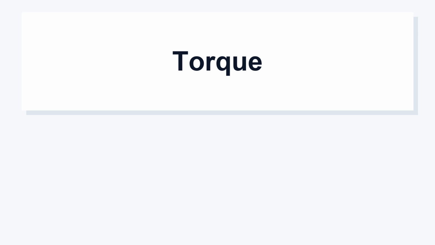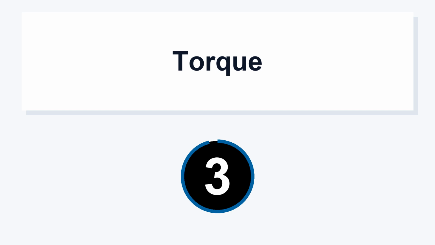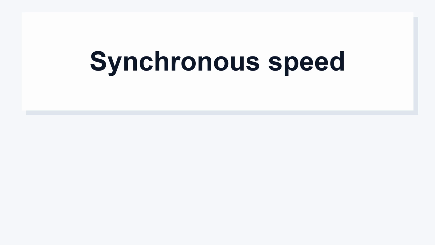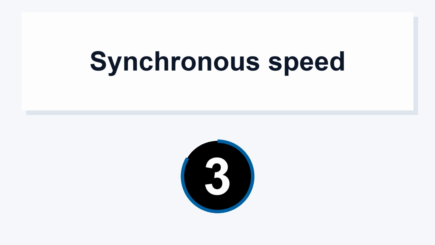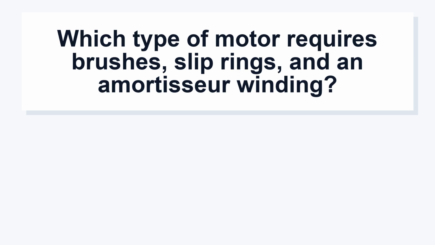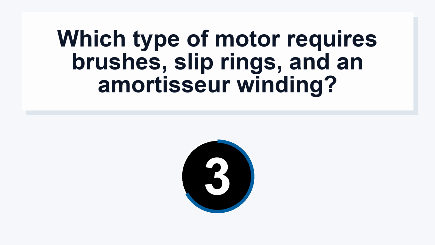Torque is produced by mounting a loop in a fixed magnetic field, and as long as the fields of the magnet and armature interact. Synchronous speed: the speed of the revolving field of the stator, which is dependent on the supply frequency and number of poles in a stator winding. Which type of motor requires brushes, slip rings, and an amortisseur winding? Synchronous motor.